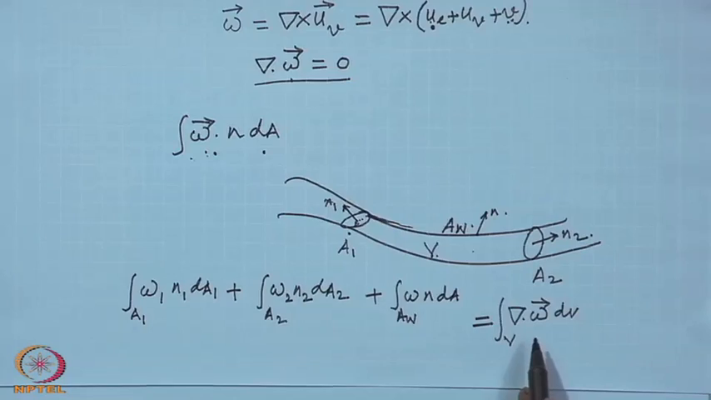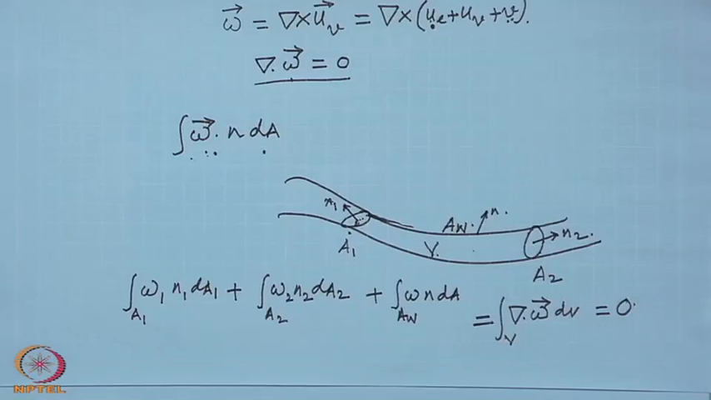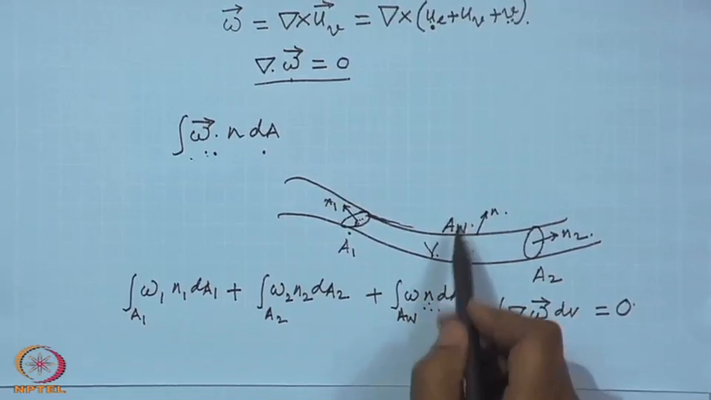Now, since divergence of omega is 0 for all choice of volume element, it is 0 everywhere. Okay. So, this total integration is 0, right. Now, you see this third area integral omega dot n dA integrated over this surface.